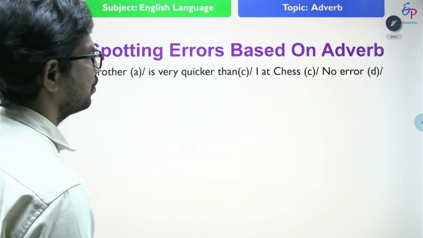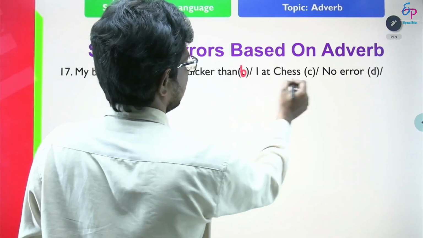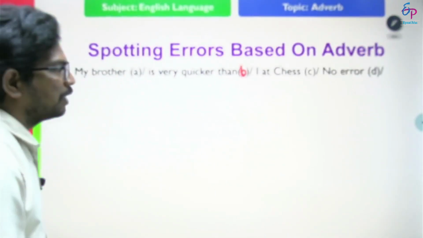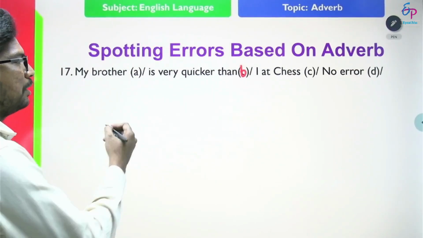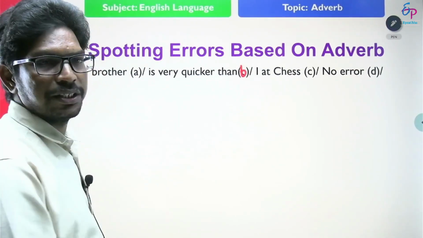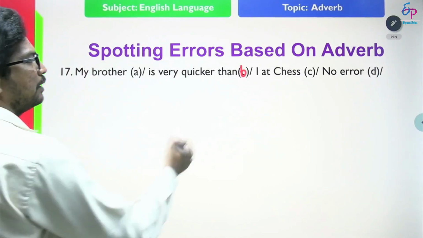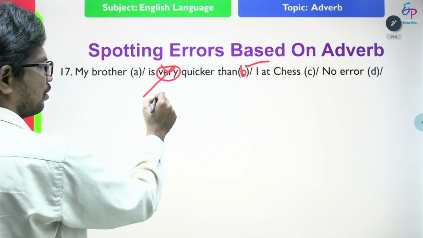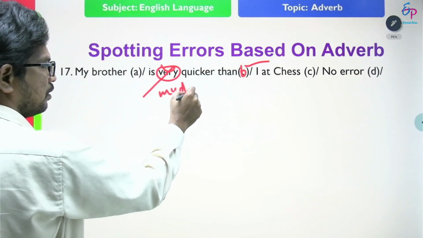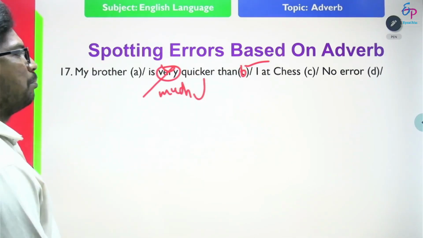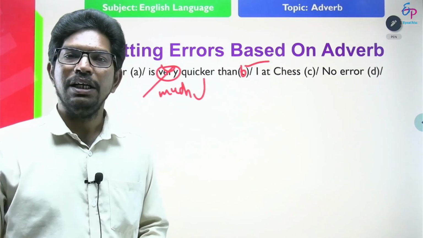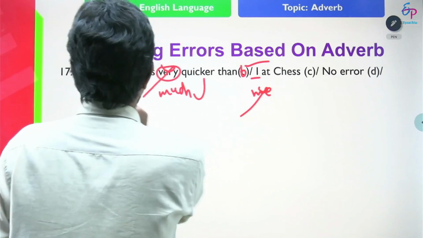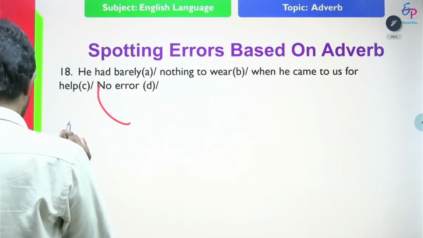See the next statement and find out the error. My brother is very quicker than I at chess. In this example, error is at B, because in comparative degree we use much, not very. My brother is much quicker than I at chess. Here I is correct. Me should not be used because we are comparing with subject.